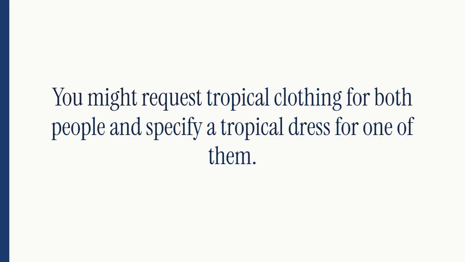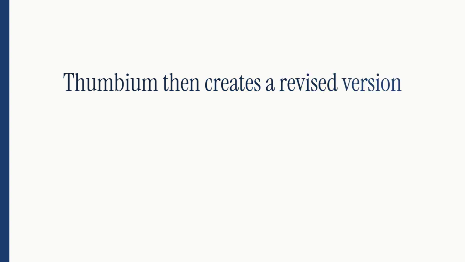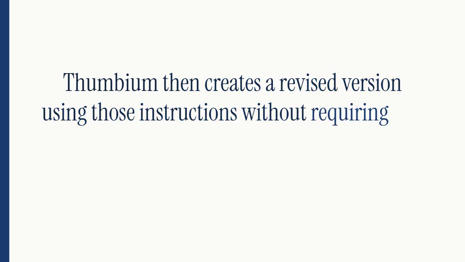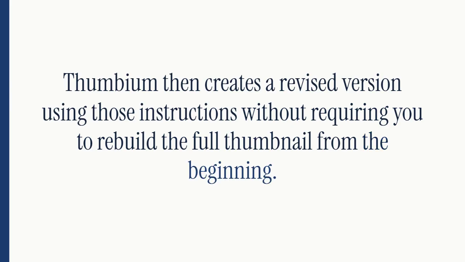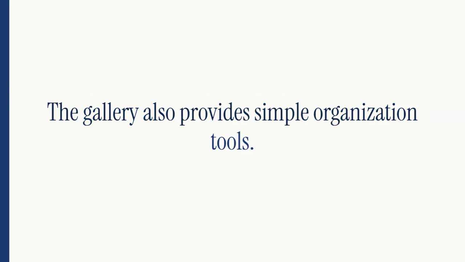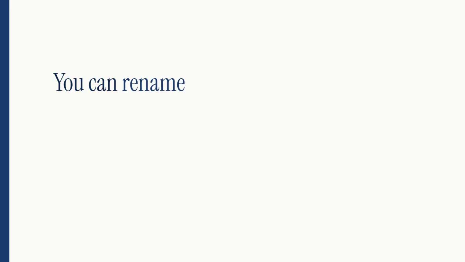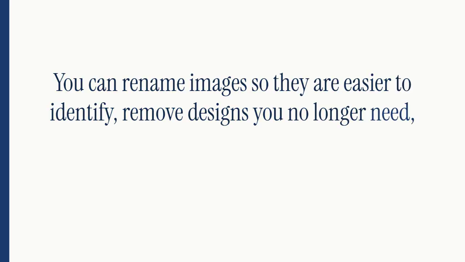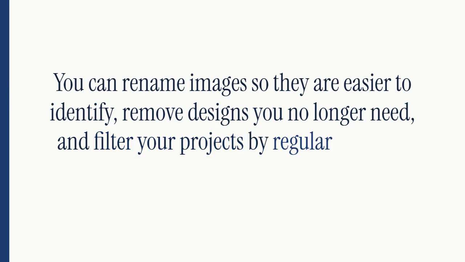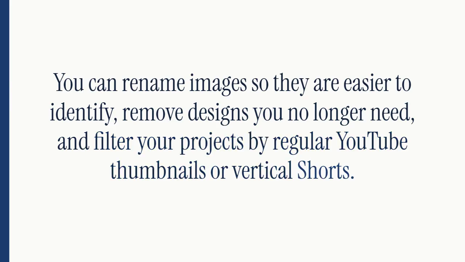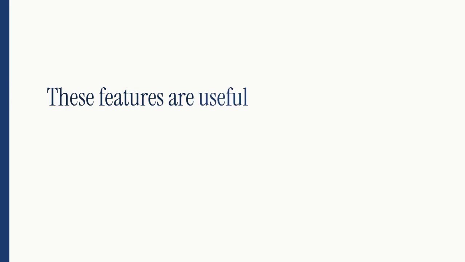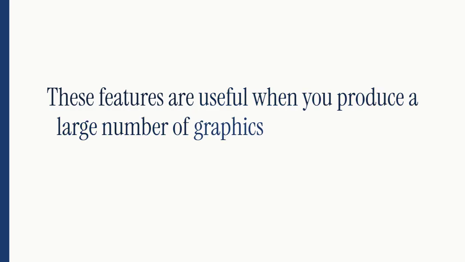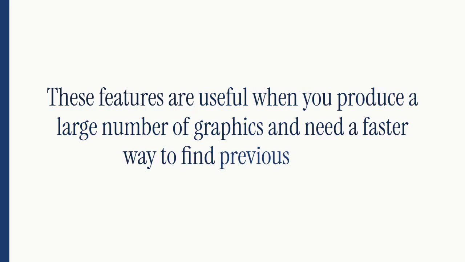The gallery also provides simple organization tools. You can rename images so they are easier to identify, remove designs you no longer need, and filter your projects by regular YouTube thumbnails or vertical shorts. These features are useful when you produce a large number of graphics and need a faster way to find previous work. Thumbium brings image generation, reference photos, background creation, text placement, style matching, AI editing, and thumbnail organization into one workflow.